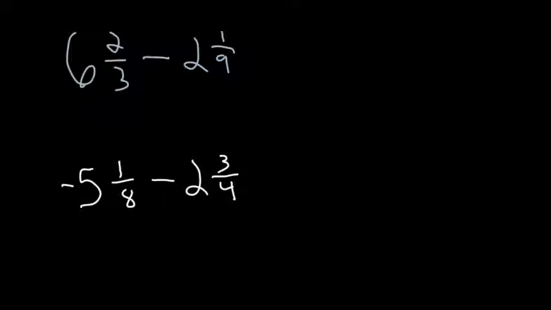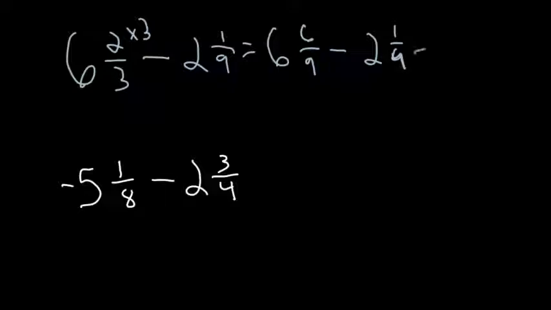Let's do a couple more subtraction with mixed numbers. So the first one I got is 6 2/3 minus 2 1/9. So first, find a common denominator. So between 3 and 9, I can turn a 3 into a 9 by multiplying by 3. So I'm going to take that 2/3, multiply it by 3. So I'm going to get 6, and 2 times 3 is 6/9 minus 2 1/9. So here you can just subtract. 6 minus 1 is 5 over a common denominator of 9, and 6 minus 2 is 4.